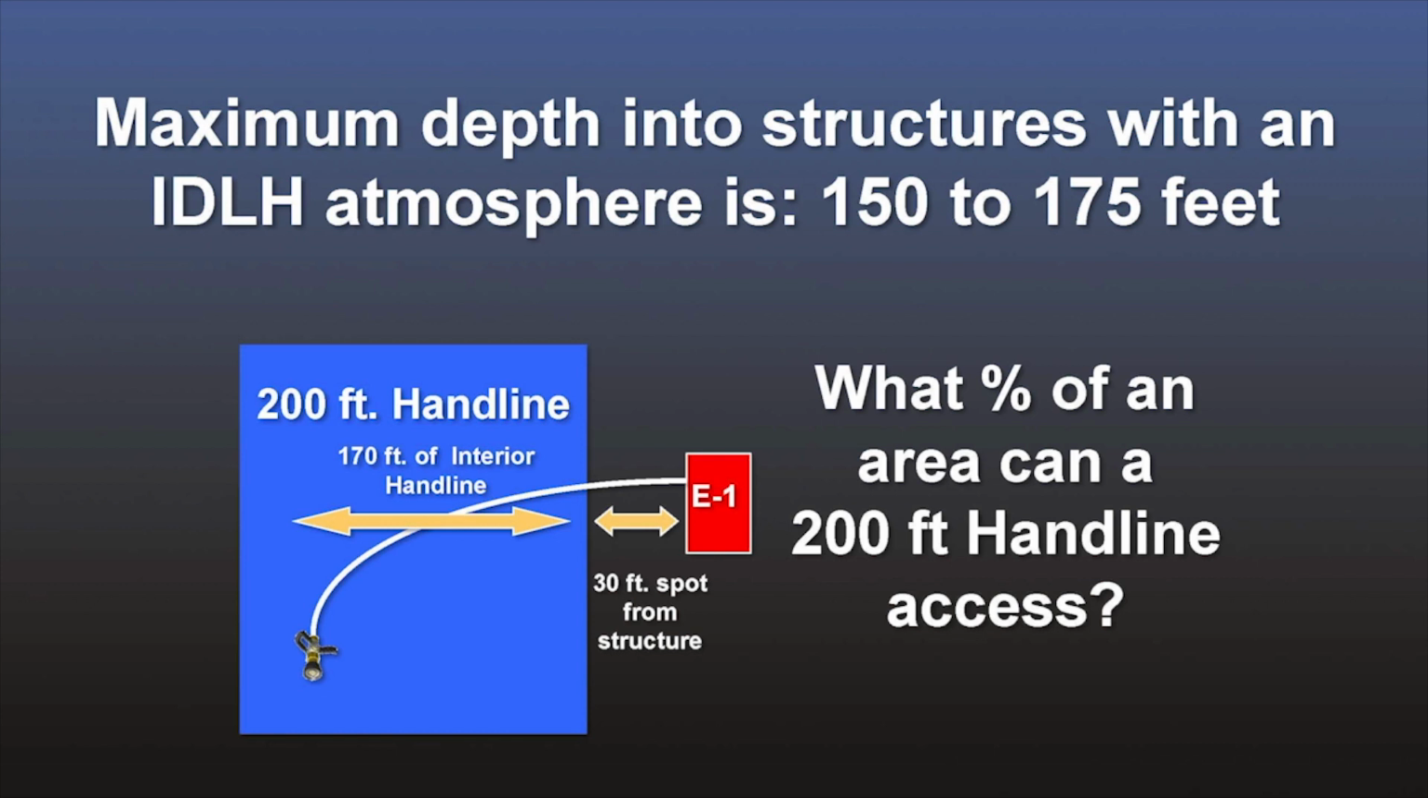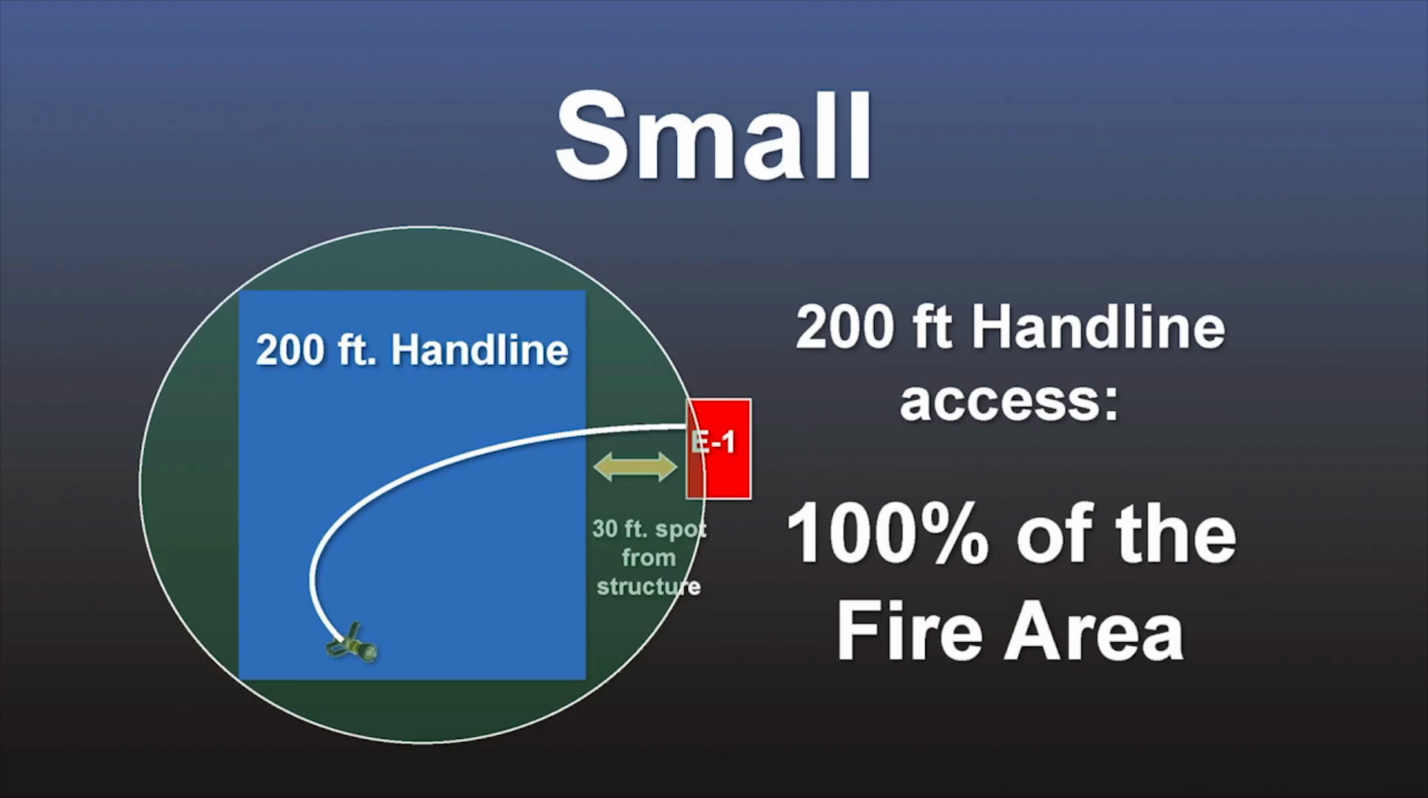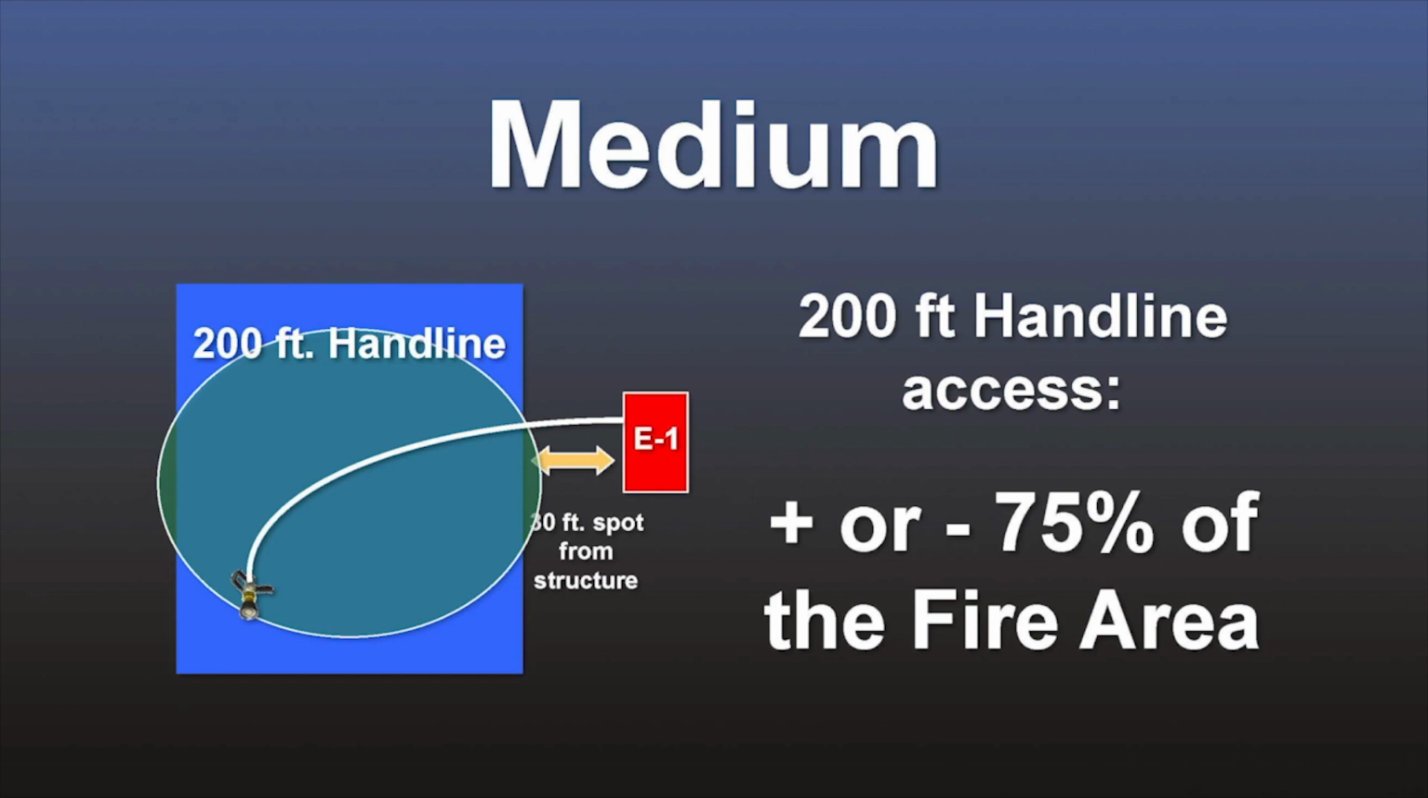Now when we're talking about the size, what we are trying to determine is what percentage of an area of a structure can the 200-foot crosslay access. A small structure would be accessible by 100% of the 200-foot crosslay, meaning that no matter where you make entry, that crosslay off that apparatus can get to 100% of the fire area. If the structure is medium in size, the 200-foot crosslay will be able to access most of the area, and that's plus or minus around 75% of the structure.